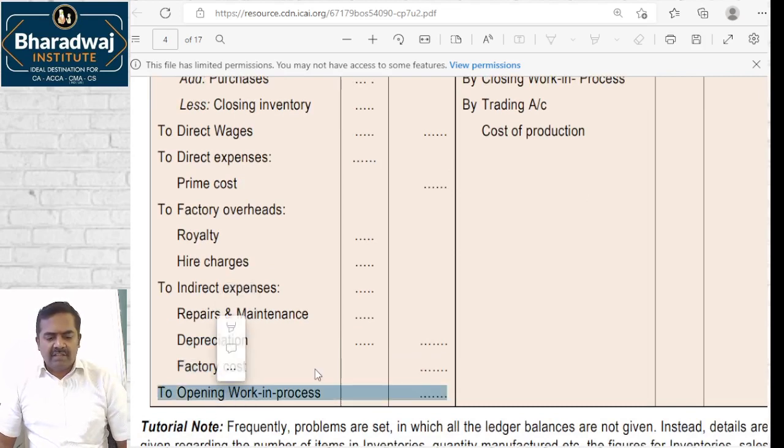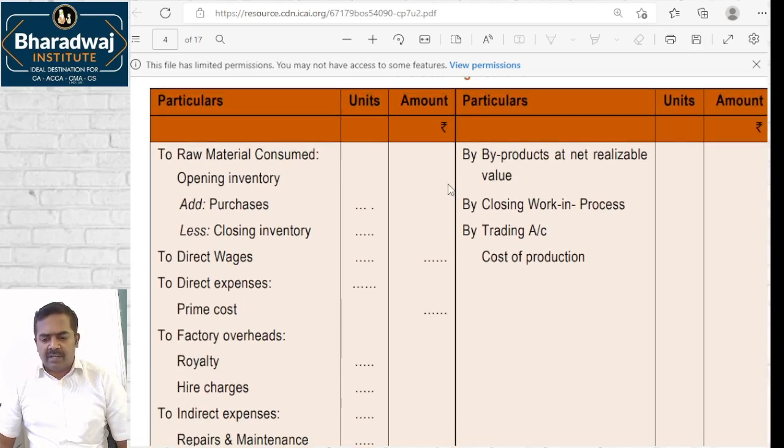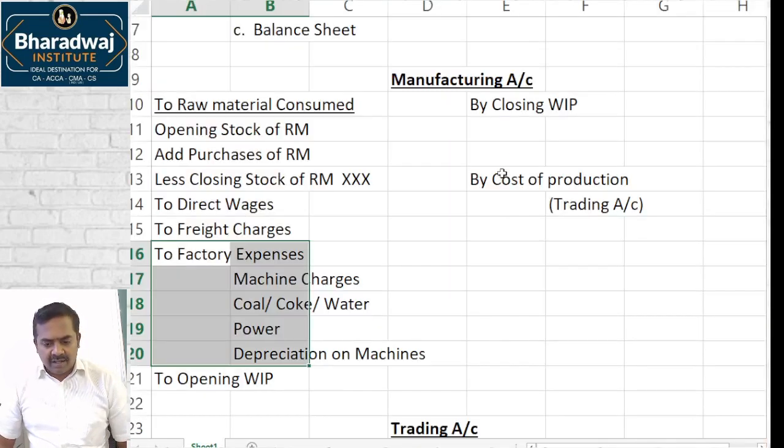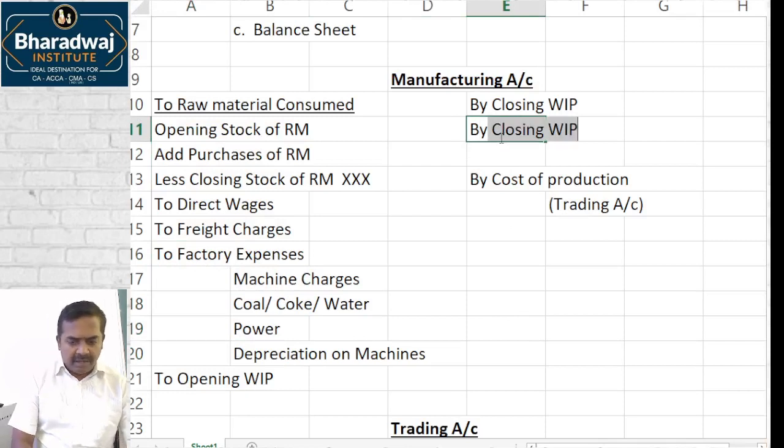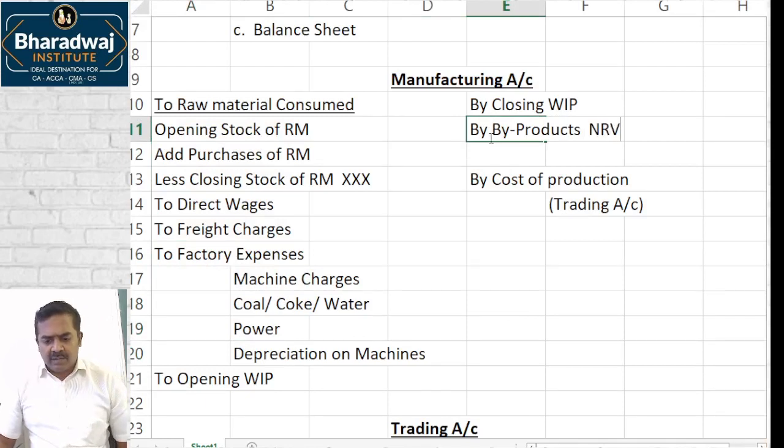This is known as factory cost. We debit opening WIP and we credit closing WIP. What is the next one? By-products, at which value? Net realizable value. Now come back to your manufacturing account and record closing WIP and by-products at net realizable value. Sir, what is this by-product?